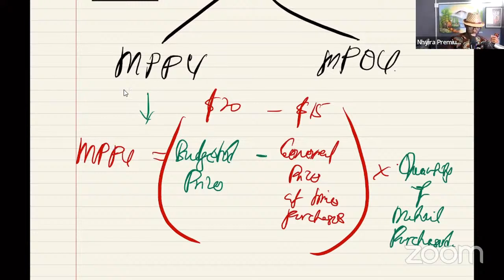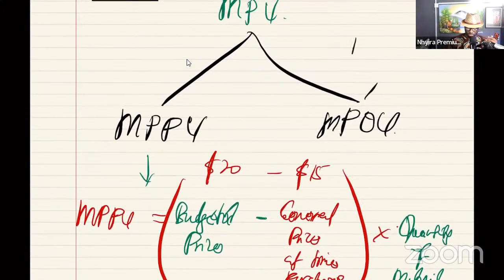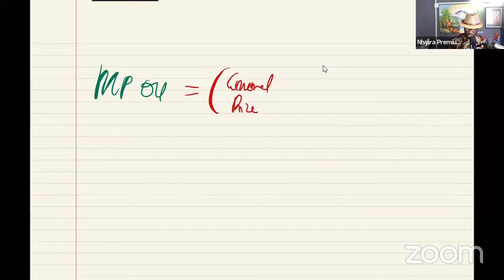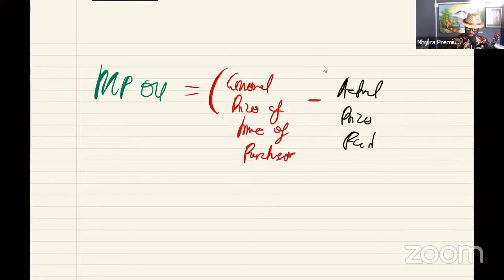But then not only do we want to look at the budgeting efficiency of the entity, we also want to look at the efficiency of the procurement system, their negotiation skills, and how they are able to procure goods and services. So to look at that, we have the second one, the material price operational variance. The material price operational variance is simply the difference between the general price at the time of purchases minus the actual price paid, multiplied by the quantity of material bought.